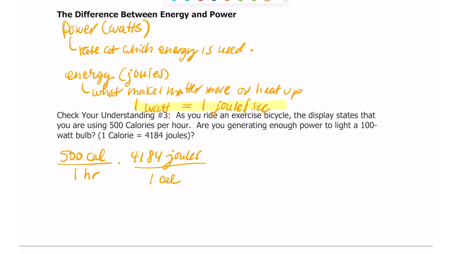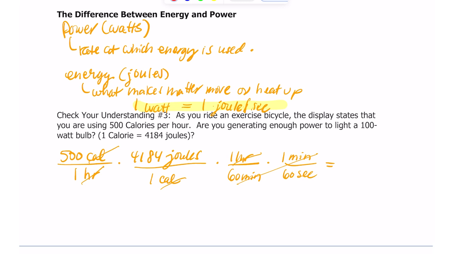Okay, and then I also know that there's 1 hour and there's 60 minutes in an hour. So my hours are going to cancel. Okay, so calories canceled, hours canceled. Now remember, I need joules per second. So how would I change minutes to second? Well, I know that in 1 minute, there's 60 seconds. So now my minutes will cancel, and I'm left with joules per second.